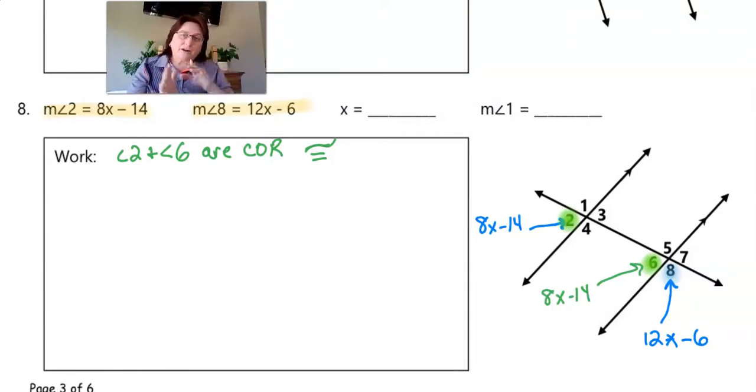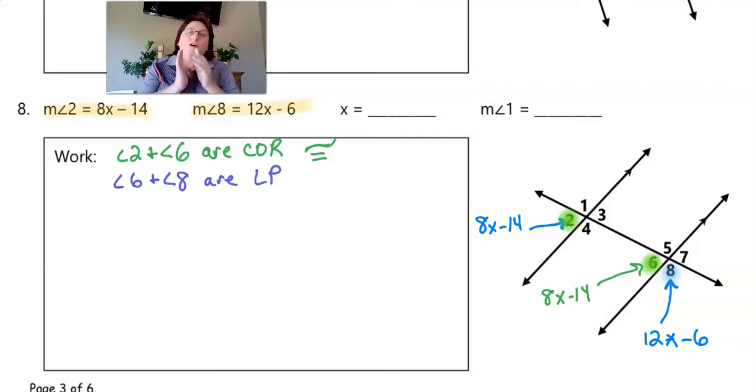Now, I've created a relationship between 2 and 6. Now, hey guys, what is the relationship then between angle 6 and angle 8? What is that relationship? Hopefully you guys said, hey, Miss Smith, angle 6 and angle 8 are linear pairs, right? Angle 6 and angle 8, they are right next to each other. They share the same vertex, and they're on a line.